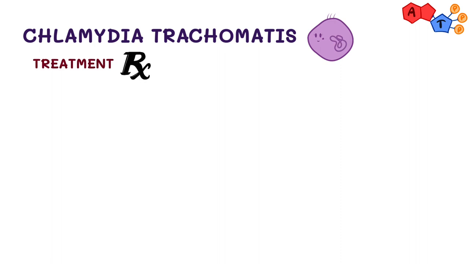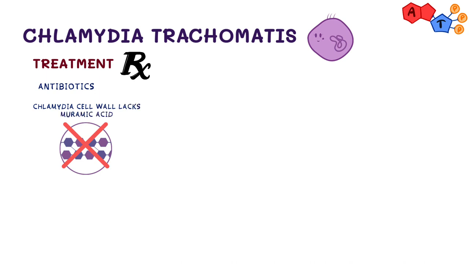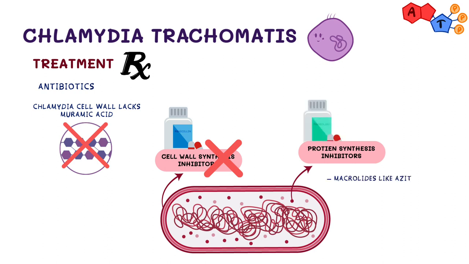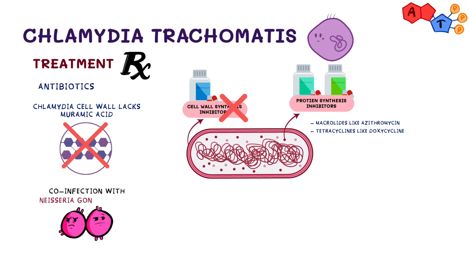So for the management, we treat Chlamydia trachomatis with antibiotics, and as we have mentioned earlier, the chlamydia lacks muramic acid in its wall, so penicillins are not effective on this bacterium because it's a cell wall inhibitor. Therefore, these infections are treated with antibiotics that inhibit the bacterial protein synthesis, such as macrolides, like azithromycin, or tetracycline, like doxycycline. It has been found that genital infection is frequently associated with a co-infection with Neisseria gonorrhea, so we give ceftriaxone along with the chlamydial regimen.